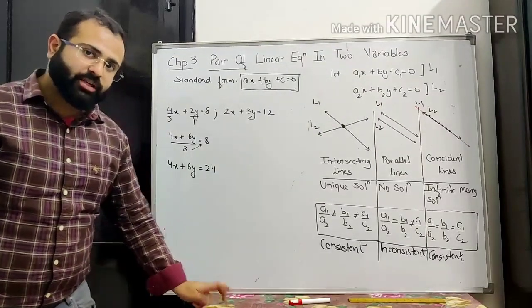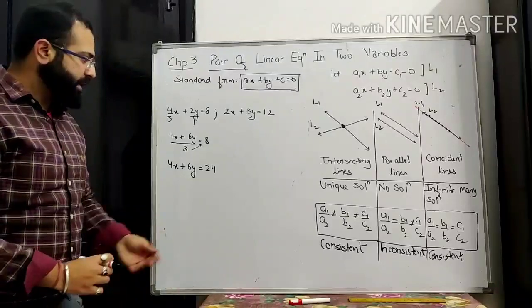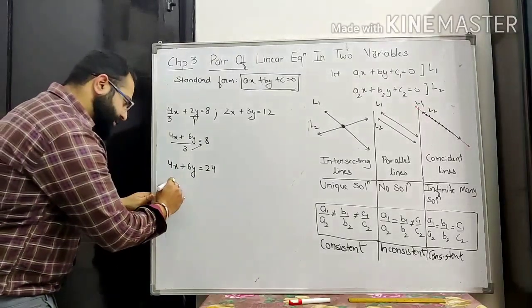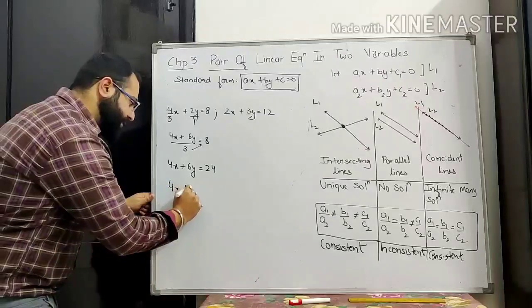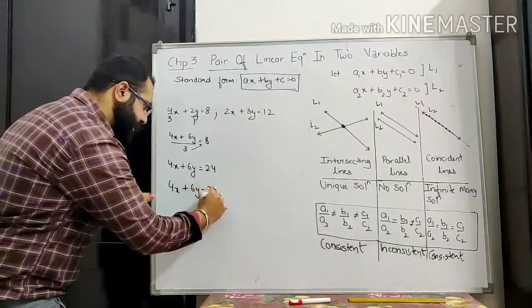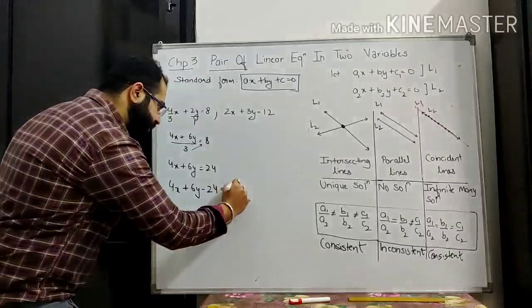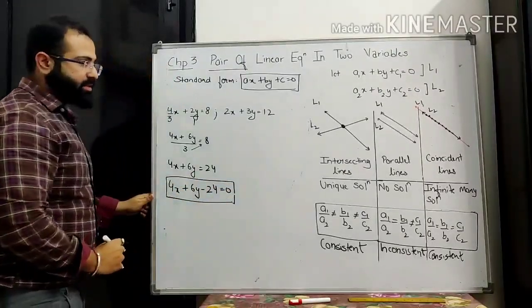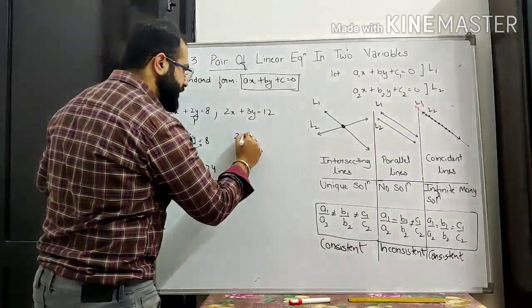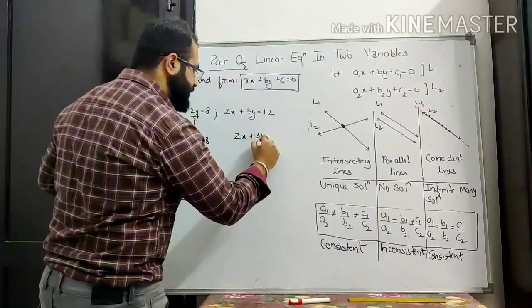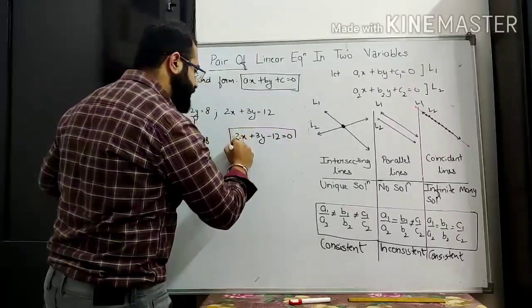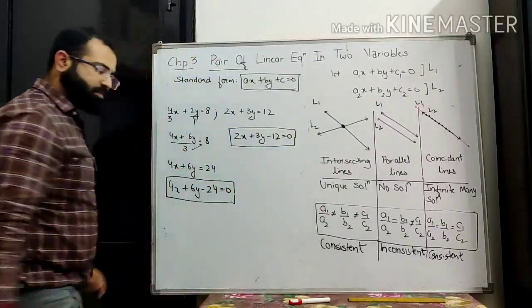to be reduced into the standard form. Standard form, why? Because all the terms have to be on the left hand side. So now reducing this, you'll get 4x plus 6y minus 24 is equal to 0. So this is our equation 1 in the standard form. Reducing this, we'll have 2x plus 3y minus 12 is equal to 0.